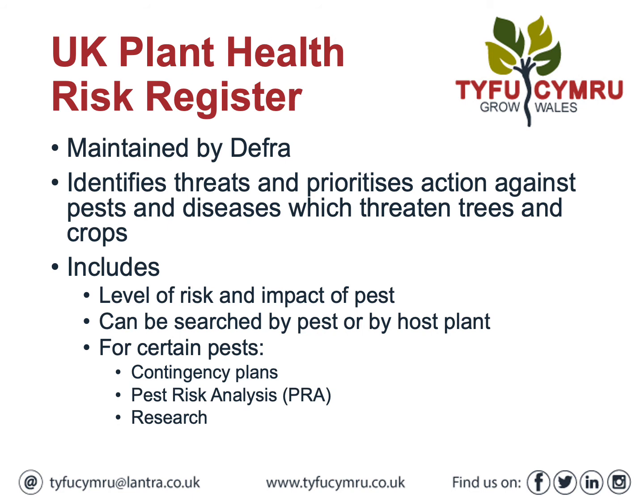For certain pests, there are contingency plans, a pest risk analysis, a PRA, and research summaries of work that's gone on in looking at these pests and pathogens. And you can search the risk register either by putting in a pest or a pathogen, or by putting in a plant name and looking at what the risks are to that particular host plant.